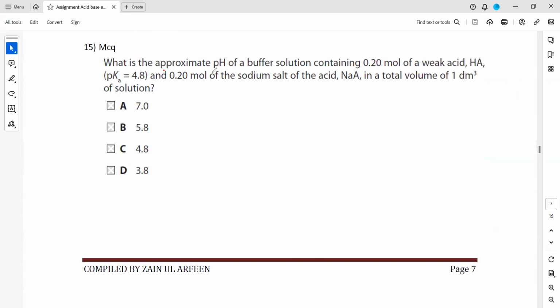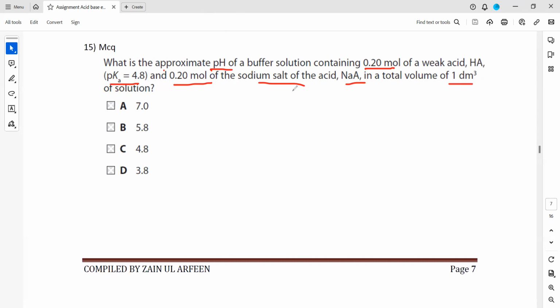In question 15, what is the approximate pH of a buffer solution which contains 0.2 mole of a weak acid, and pKa is given 4.8, and 0.2 moles of a sodium salt of the acid, in a volume of 1 dm cube of solution. The total volume is 1 dm cube.